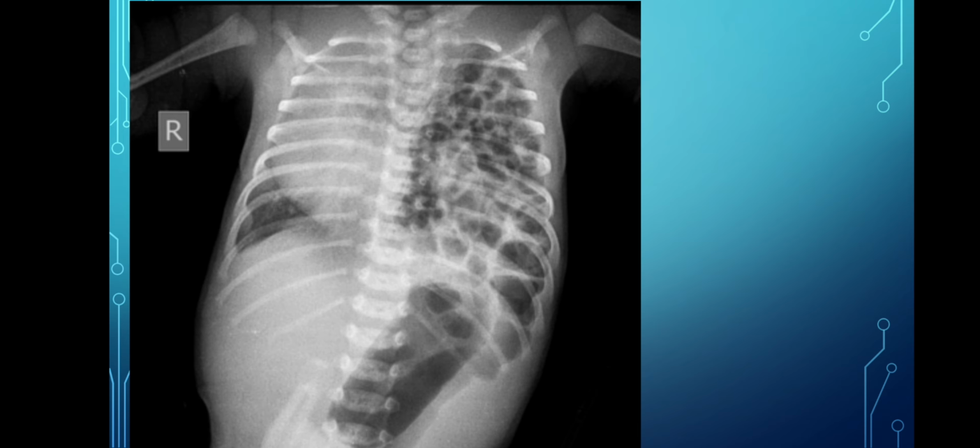Now this is a skiagram of the chest taken in AP view, which shows an air fluid level on the left side, and the heart shadow is shifted to the right side. So this is a diagnosis of diaphragmatic hernia. This is a Bochdalek hernia. Why? Because the integrity of the dome of the diaphragm is breached, and the gut is going up into the left side of the chest, and it pushes the mediastinum to the right side. So the diagnosis is left-sided diaphragmatic hernia.